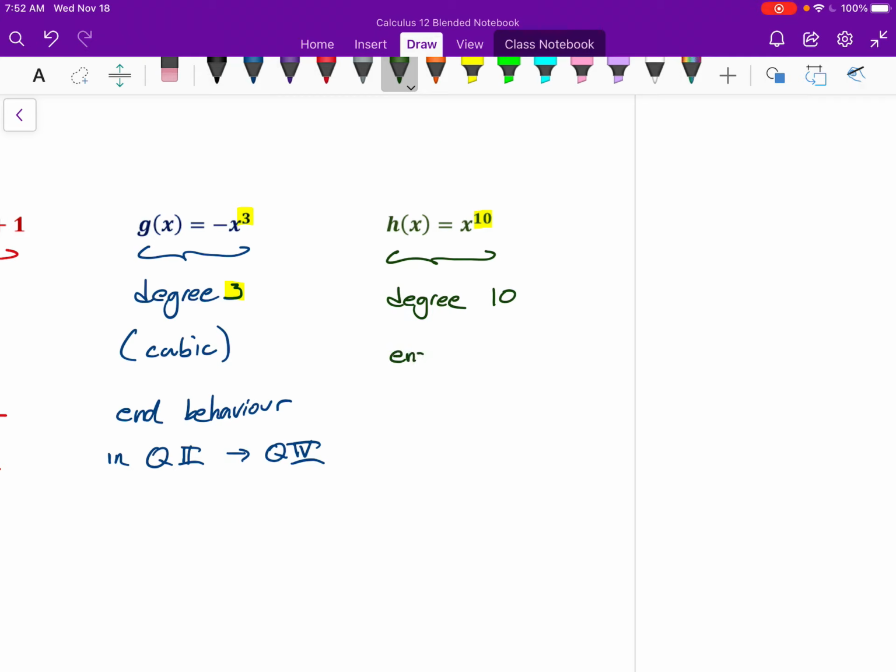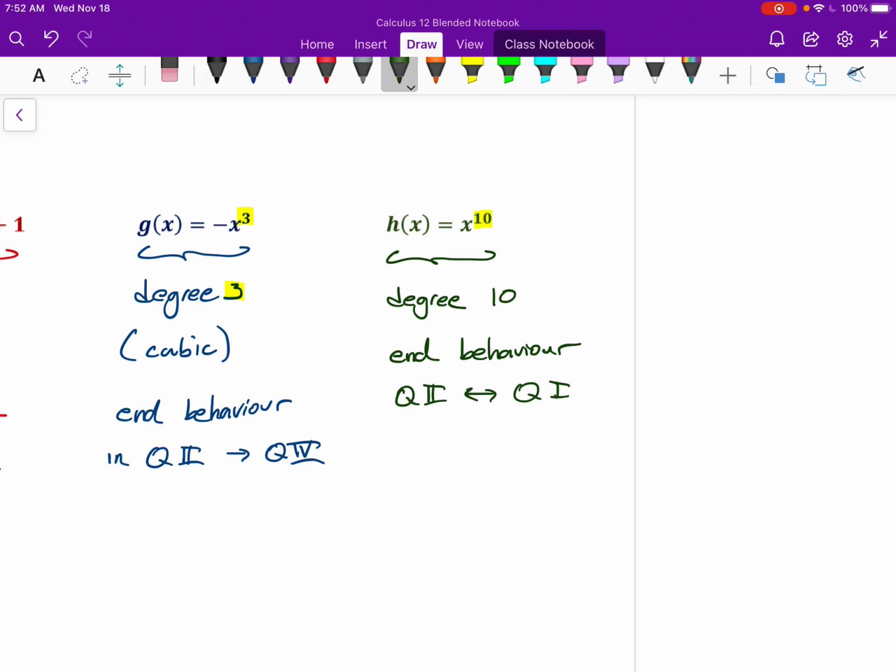This function, though, even though I don't know the exact name for this particular degree, I know the end behavior. And that's because it's an even degree with a positive leading coefficient. So I know the end behavior of this function is going to go from quadrant 2 to quadrant 1. Or vice versa.